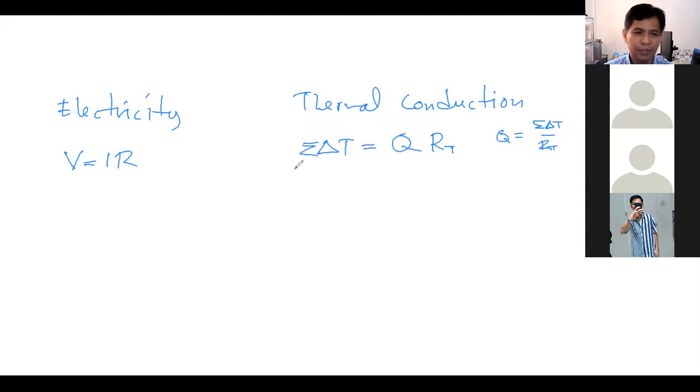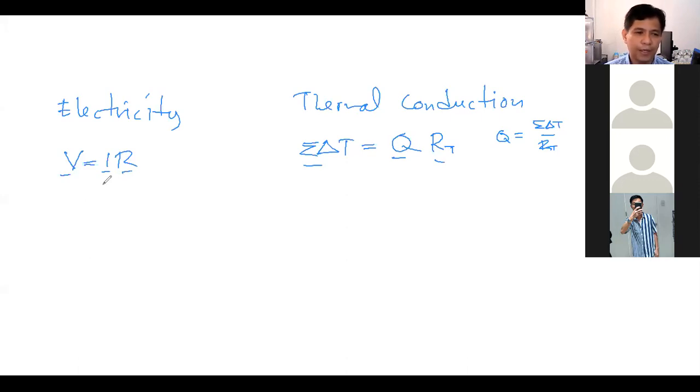Kumbaga, what I'm trying to say is yung voltage, analogous siya dito sa summation of delta T. Tapos yung current sa physics, analogous siya dito sa thermal o sa heat flux natin. Tapos yung resistance sa electricity, ito yon, yung total resistance din natin sa thermal conduction. Okay?